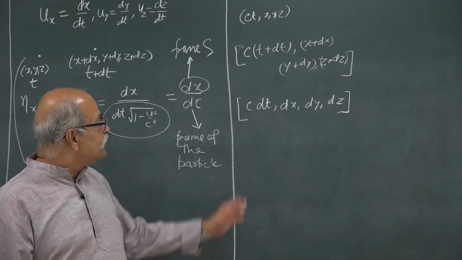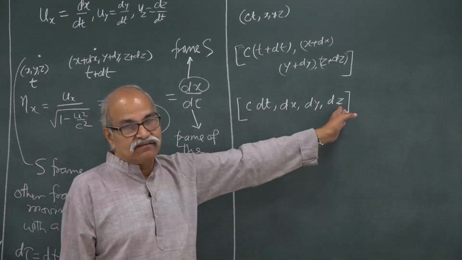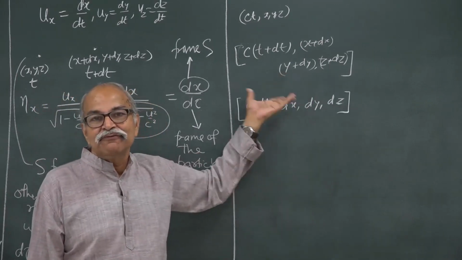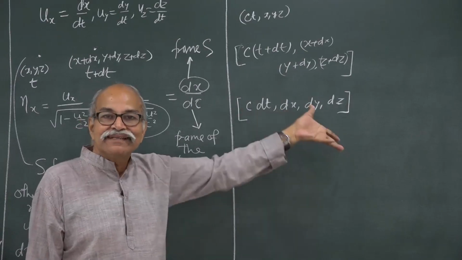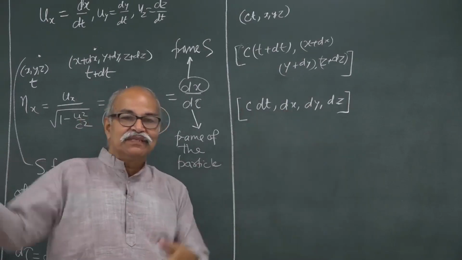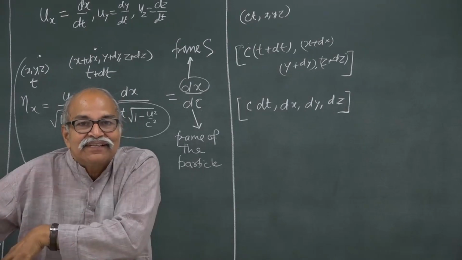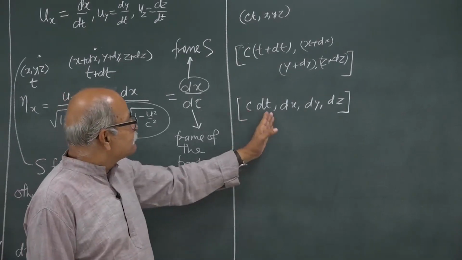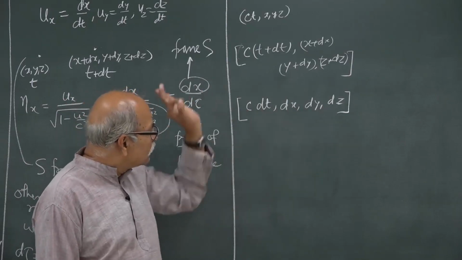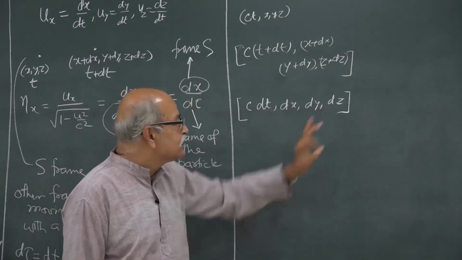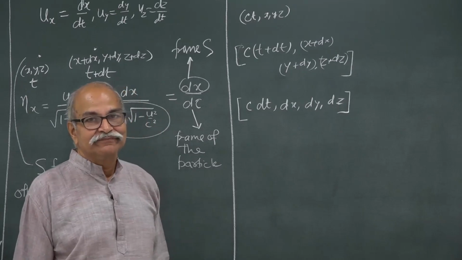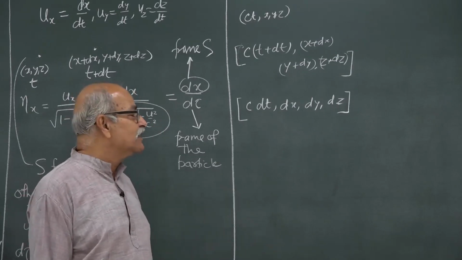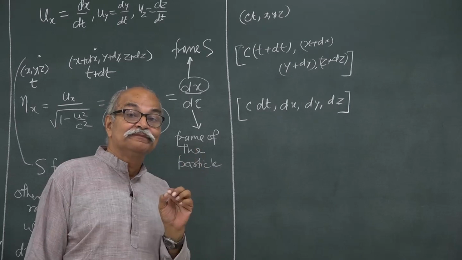Now, if I multiply everything by a constant, it will still remain a 4 vector. If you do the Lorentz transformation, that constant is just carried along, and other things are all the same. So, if you multiply this 4 vector by a constant quantity, all 4 components, you still get a 4 vector. So, let me multiply it by 1 by d tau.